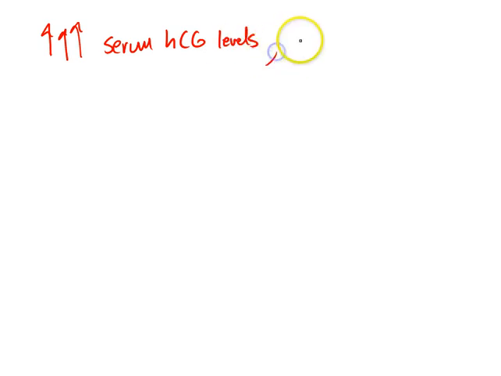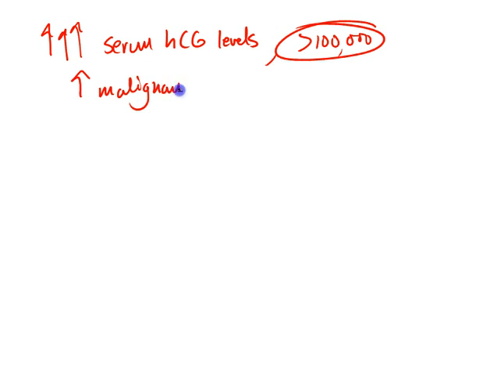The diagnosis and prognosis of a complete mole is, number one, increased serum HCG levels. You suspect it if it's greater than 100,000. That's your number right there, 100,000. It's got a high malignant potential.